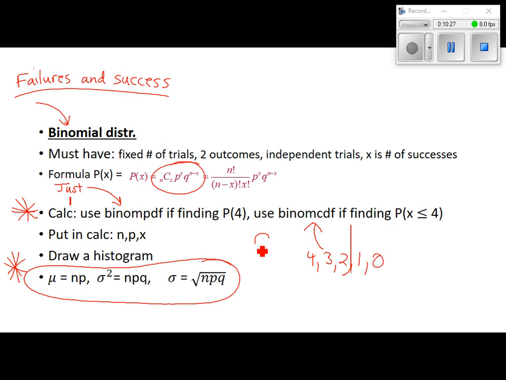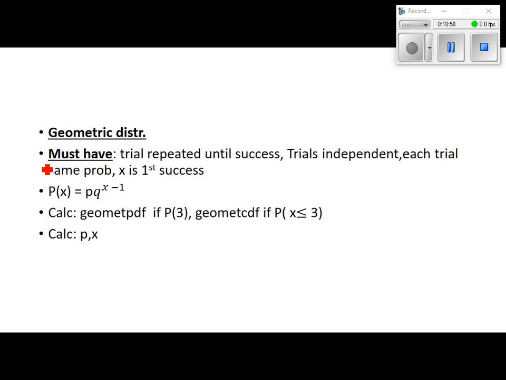Remember, you could also use the chart for some of these. I don't know if you want to use the chart or not. Probably the calculator's easier. Again, how can you tell, because I'm not going to separate the problems on the test, how can you tell it's a binomial? Yes or no? It can be separated down into success, failure, nothing else. That makes it a binomial.